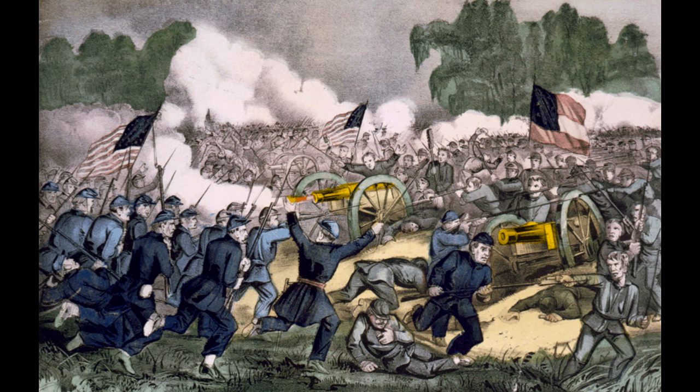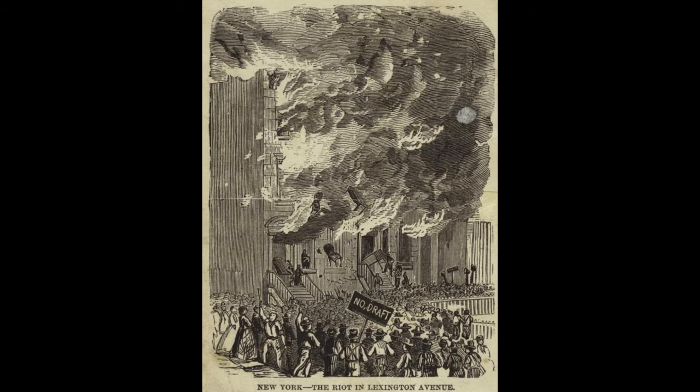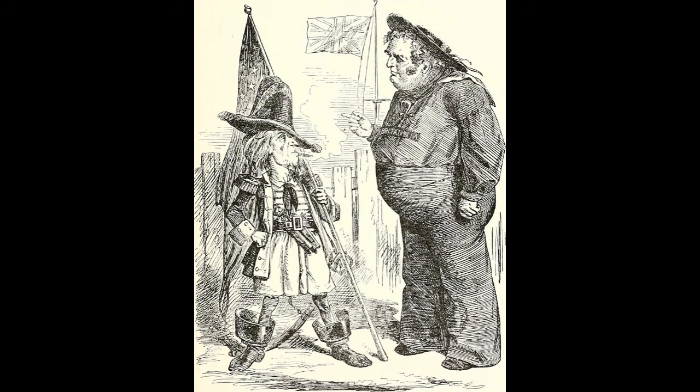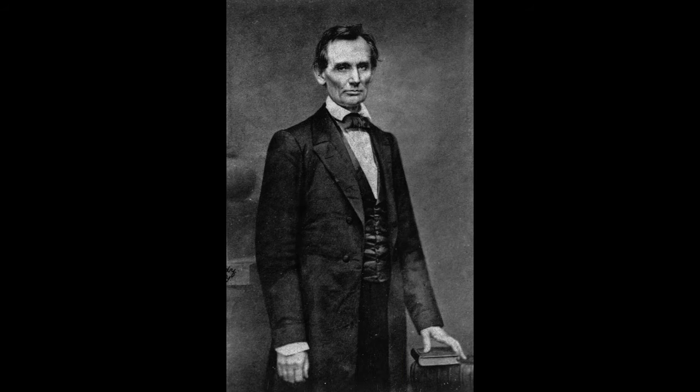The passage of laws such as the Fugitive Slave Act and the Kansas-Nebraska Act, as well as events like the Dred Scott decision and John Brown's raid, further inflamed tensions. The election of Abraham Lincoln in 1860, who was seen as an opponent of slavery's expansion, was the final trigger that led Southern states to secede from the Union.